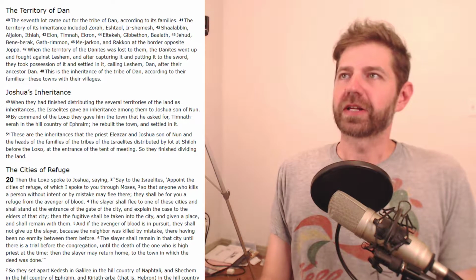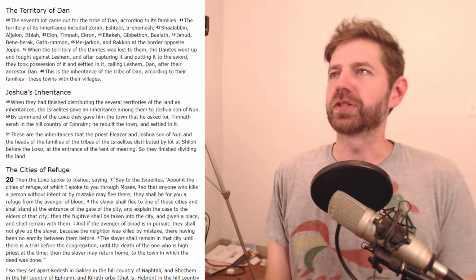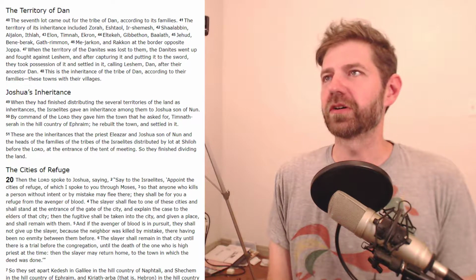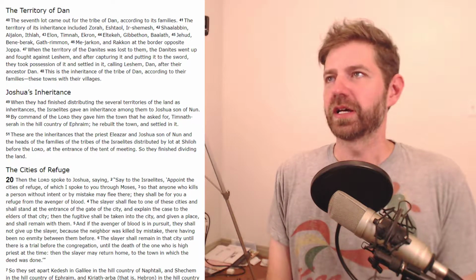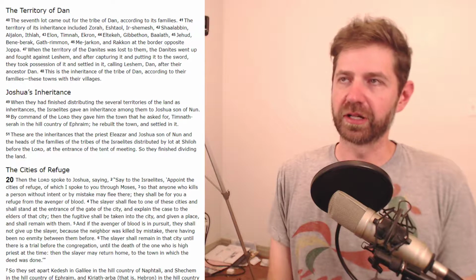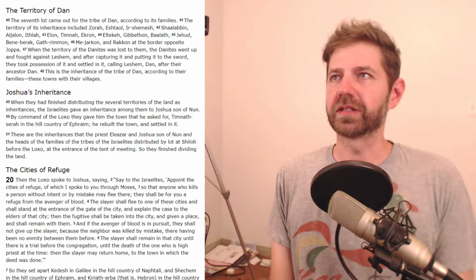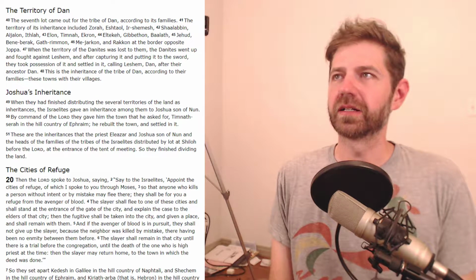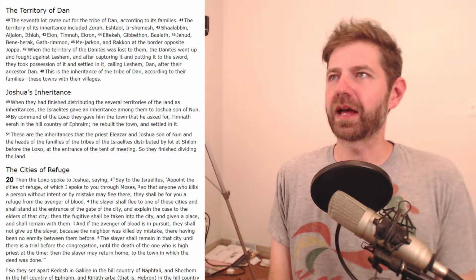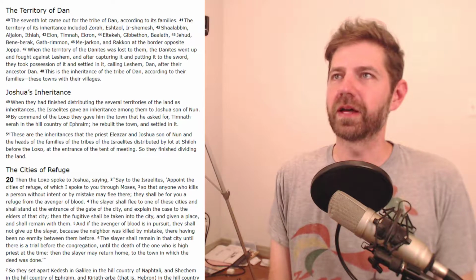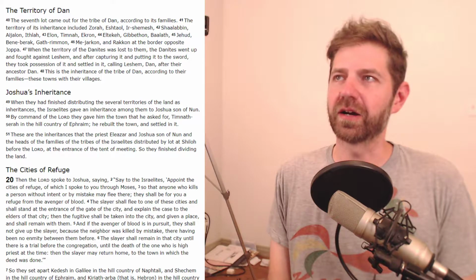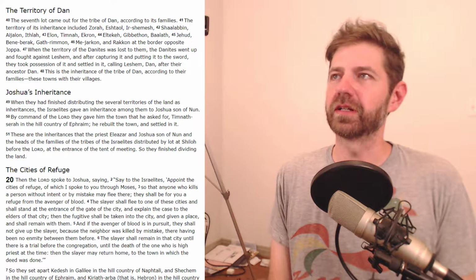The seventh lot came out for the tribe of Dan according to its families. The territory of its inheritance included Zorah, Eshtaol, Shemesh, Shaalabbin, Ajalon, Ithlah, Elon, Timnah, Ekron, Eltekeh, Gibbethon, Baalath, Jehud, Bene-berak, Gath-rimmon, Me-jarkon, and Rakkon at the border opposite Joppa.